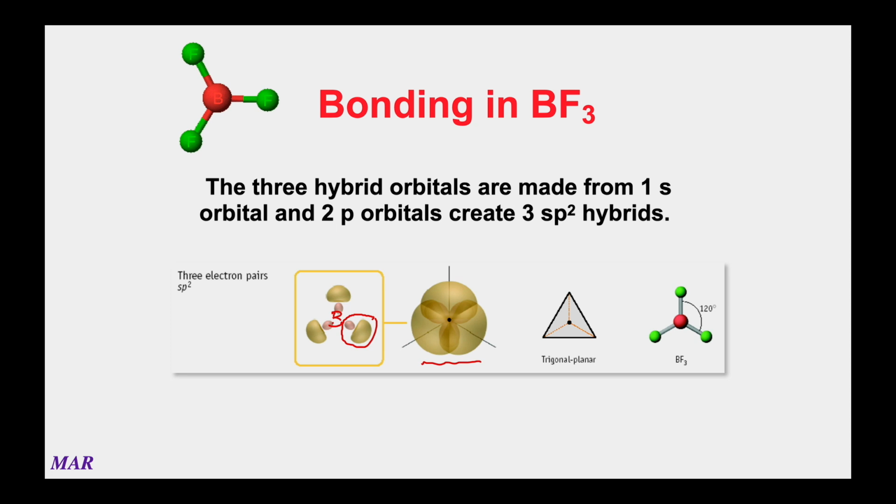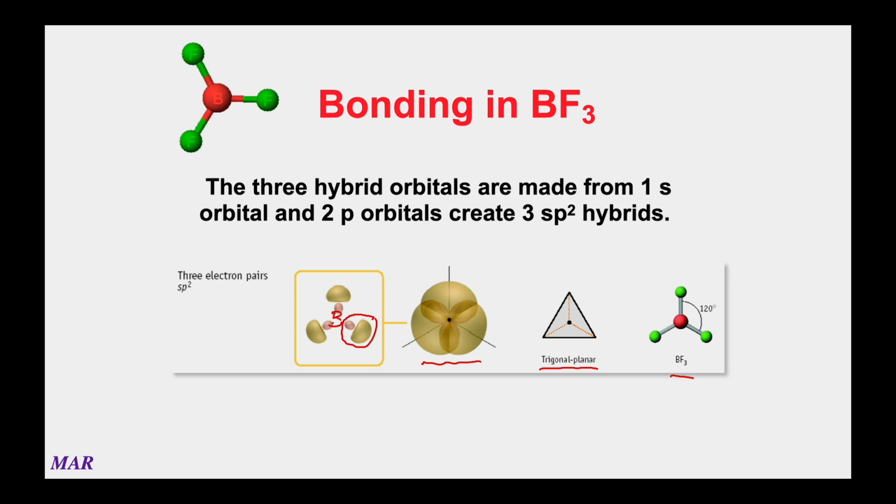But because they're all the same energy, they all have one electron, and electrons want to be as far apart from each other as they can. That's where the trigonal planar geometry comes from. They want to be far apart. They're 120. So when you make a molecule like BF3, it naturally takes up trigonal planar 120 degrees.